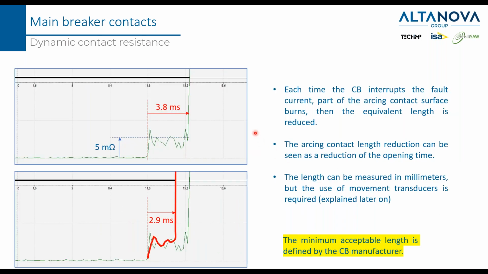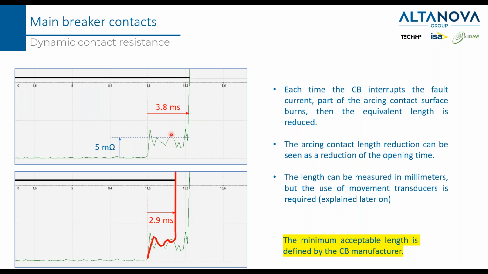What information can we get from this test? For example, the value of the arcing contact. In this case, the average value is 5 millivolt. And when the arcing contact starts to be damaged, this value may increase.